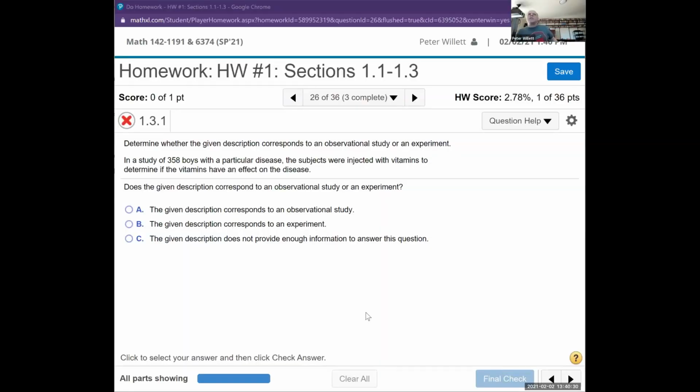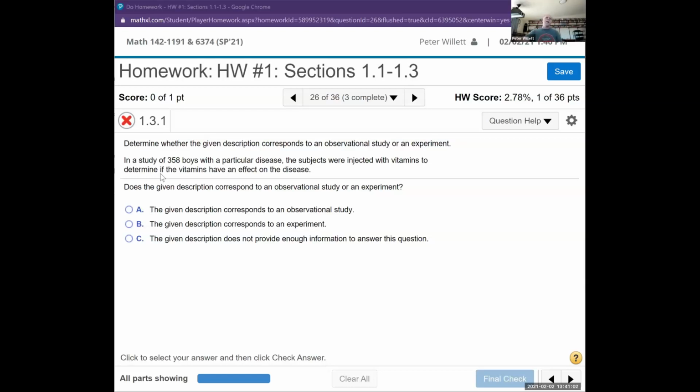Okay, so can you guys see this homework problem here? Yep. Thank you. All right, so this is number 26 on the homework that's due this Sunday, the 7th. Some of you may have completed it already, but if not, this is 26 out of 36. It says, determine whether the given description corresponds to an observational study or an experiment. Those were a couple of the definitions that we looked at, and we did a compare and contrast.